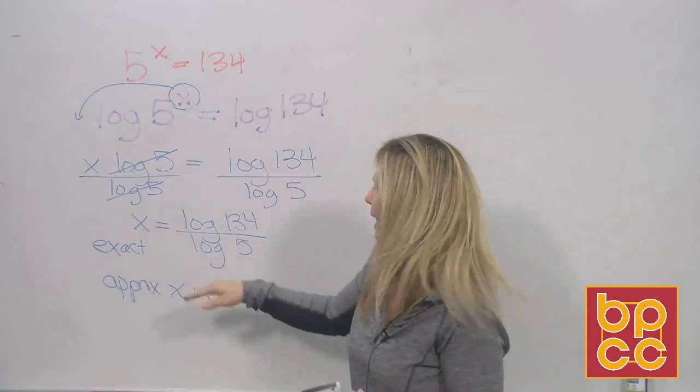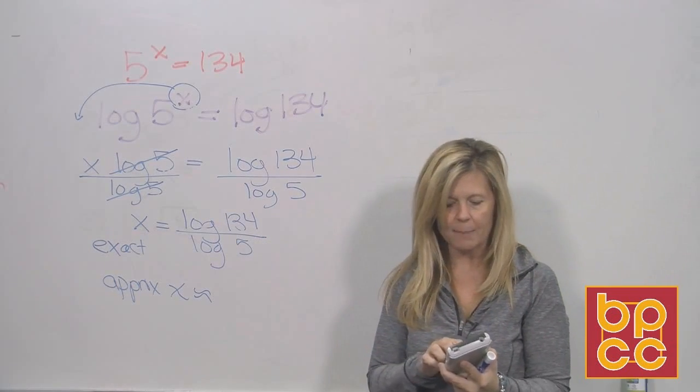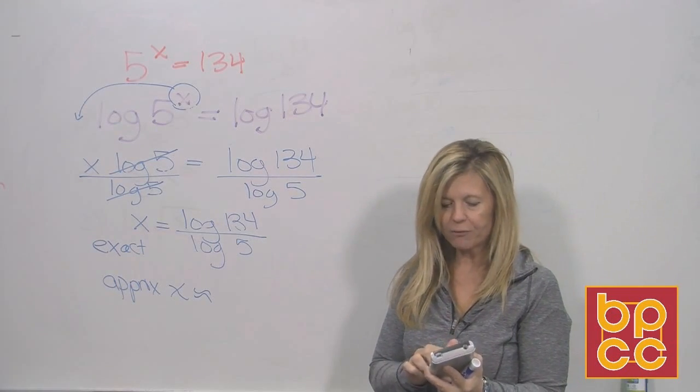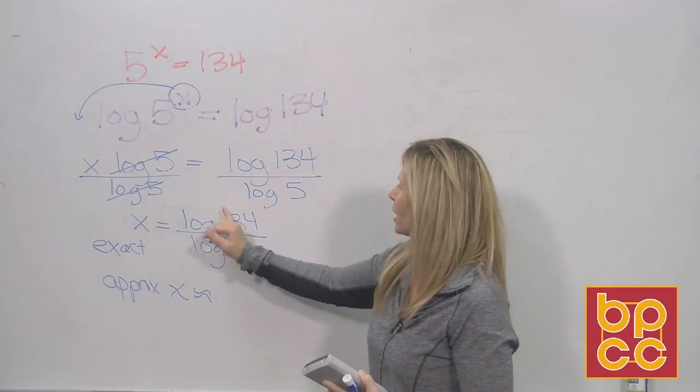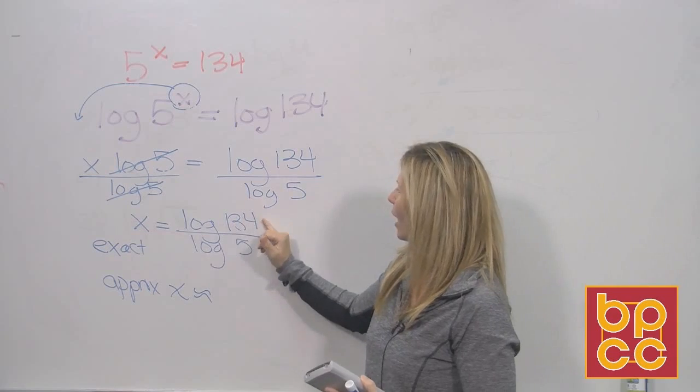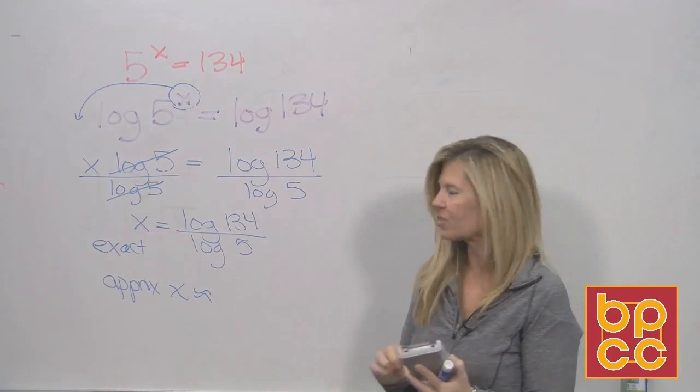And we're going to type in exactly how we read this. When you read a fraction, you start with the numerator, so we're going to type log 134. But then you have to remember to close the parentheses, because if the log opens it, you have to close it to show that's the number with log. So I'm going to close my parentheses.